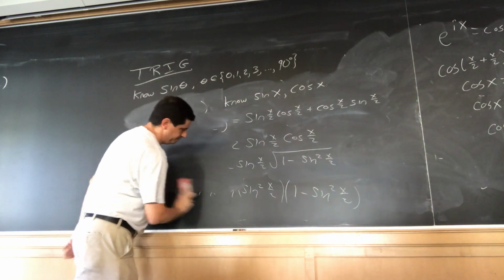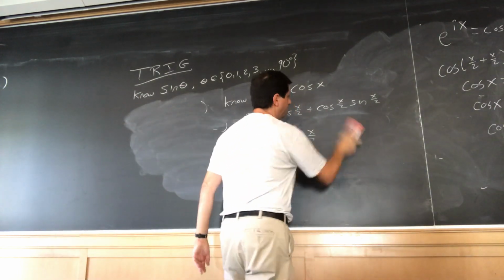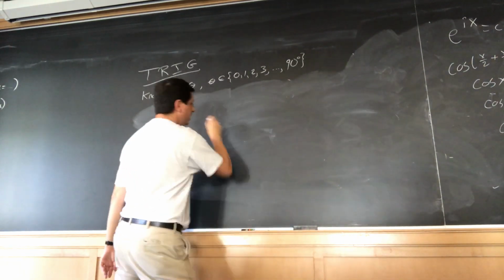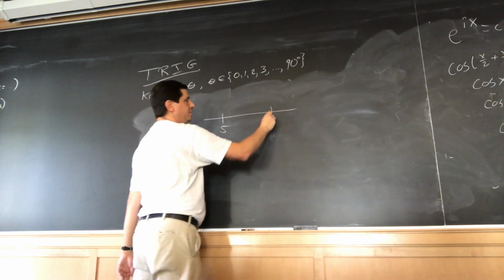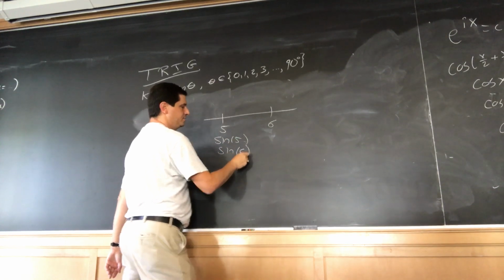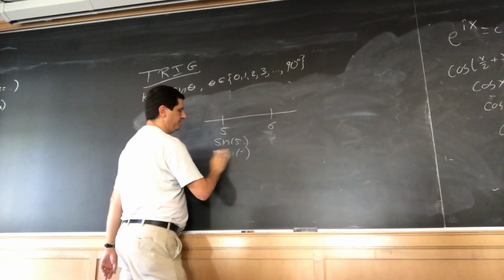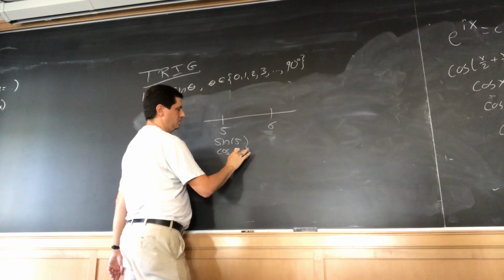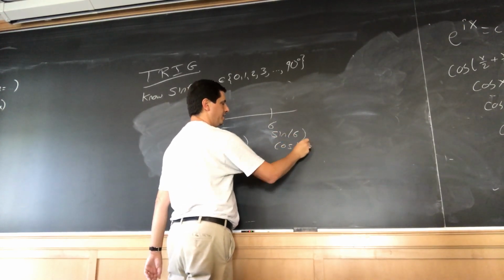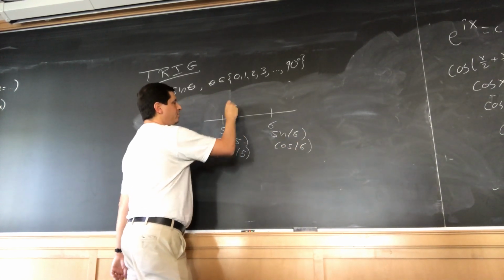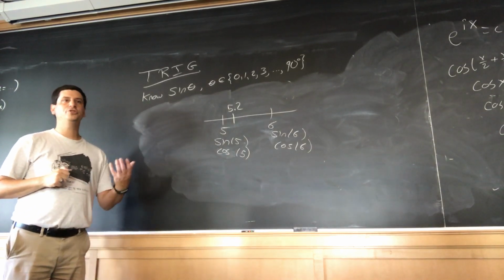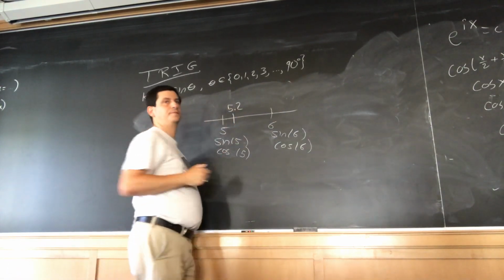Let's talk about another. Let's say here is 5, here is 6. We know the sine of 5, we know the sine of 6. I'm sorry, the cosine of 5. And over here we know the sine of 6 and the cosine of 6. And I want to calculate what's going on at 5.2. So I want to interpolate between these two known values.